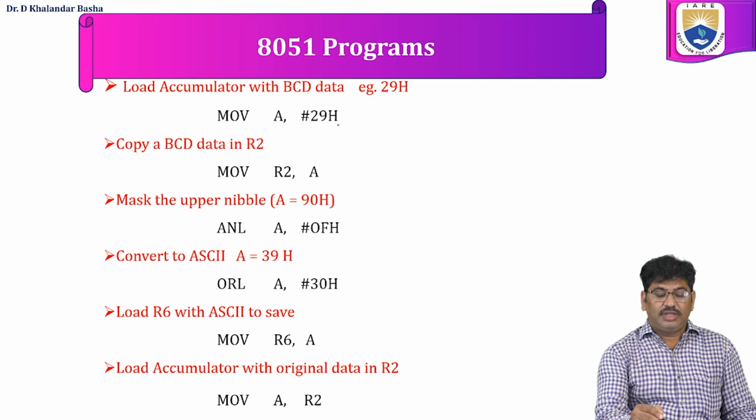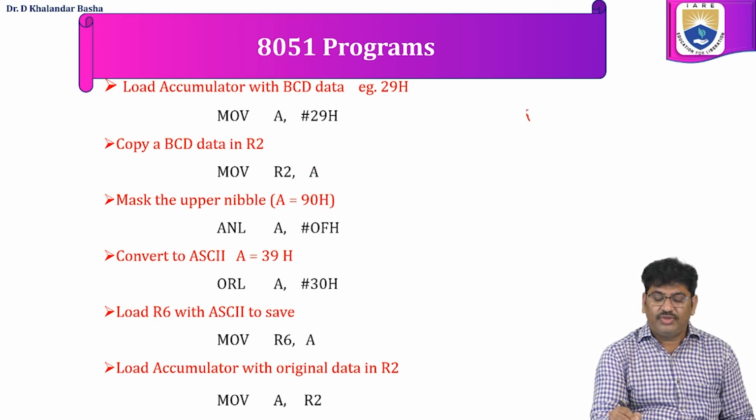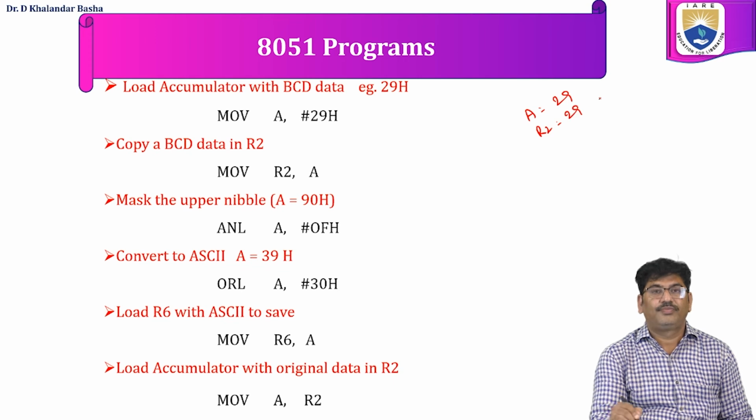The program for this is MOV A, #29H. This 29H is the random data which we are considering, for which we want to find out the ASCII value. Then MOV R2, A. So to have one more copy of the data, it will now be loaded into the R2 register.